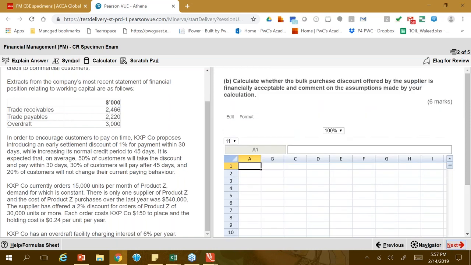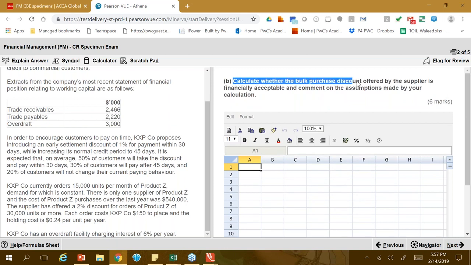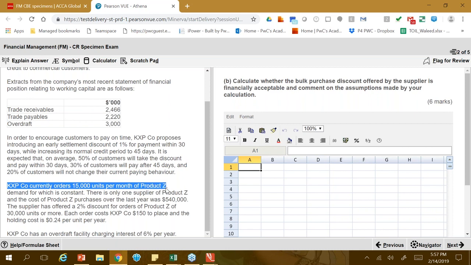Let's now go into part B of this question. The next part is to calculate whether the bulk purchase discount offered by the supplier is financially acceptable and comment on the assumptions made by your calculations for 6 marks. We need to read this scenario here. KXP currently orders 15,000 units per month of product Z, demand for which is constant. So we can find the annual demand here.